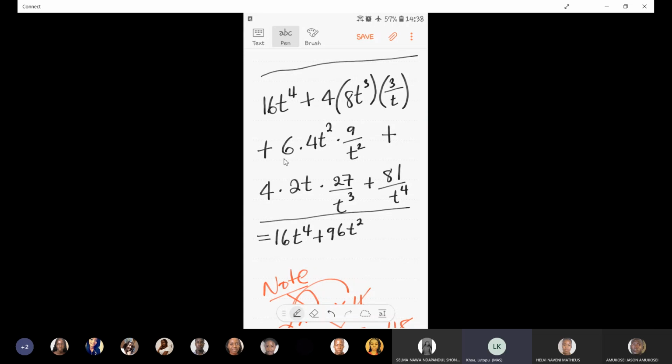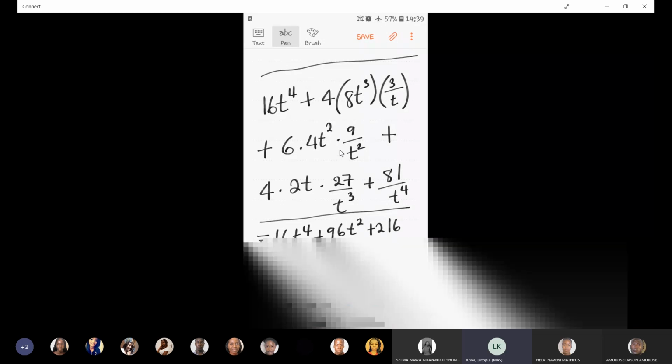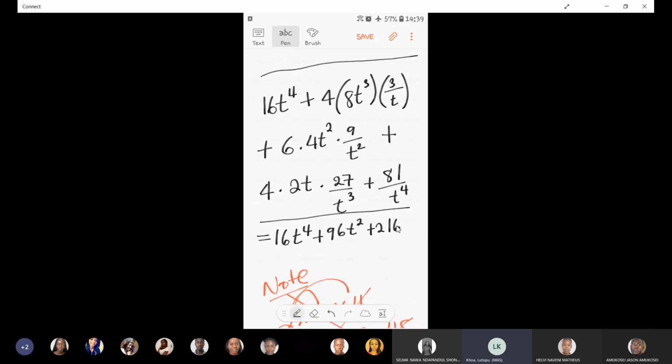And then do the same thing with the next one. 6 times 4 times 9. Those are the numbers. All of them are in the numerator, so I can just multiply them. This gives me 216. And then I look at my t. Here I have t squared in the numerator, and then in the denominator I have t squared. I'll say 2 minus 2, this is 0. t to the power of 0 is just equal to 1. So this term that I have here, 216, will not have a t.